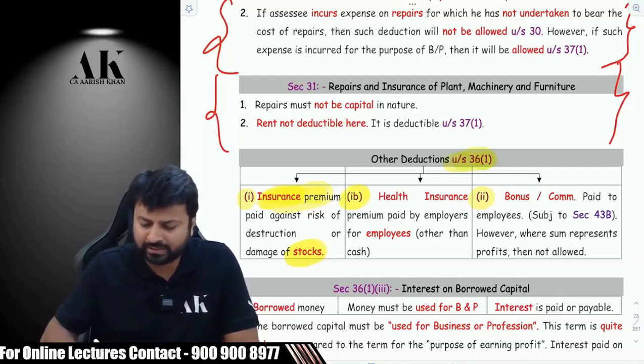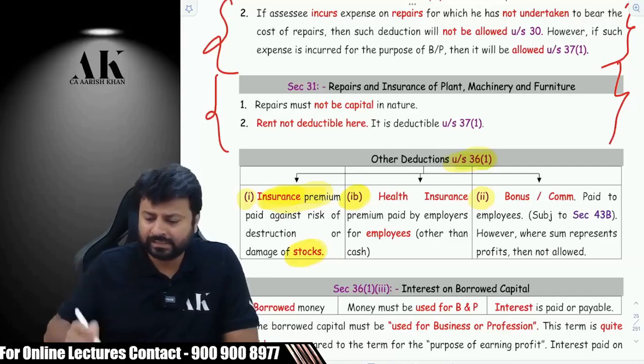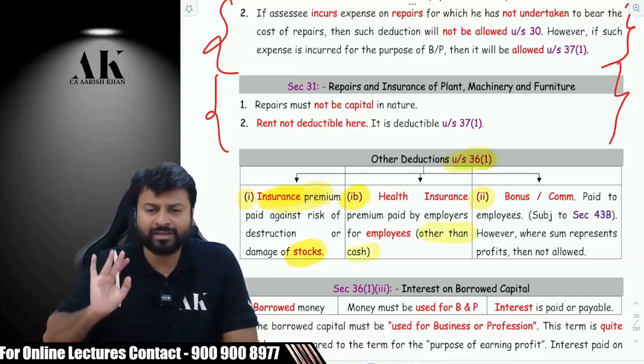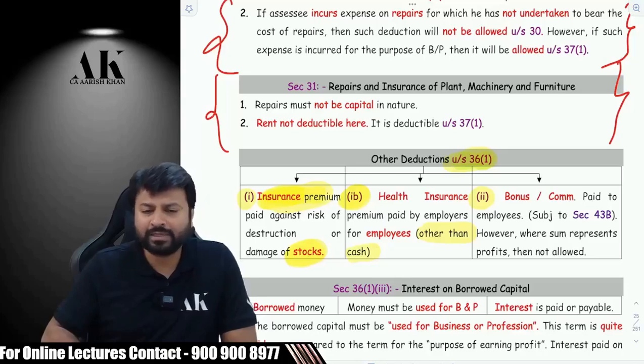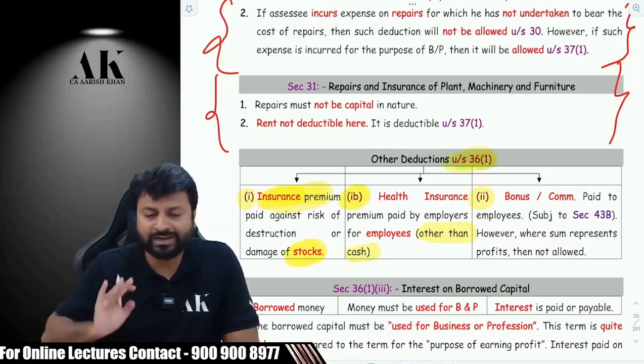Under section 36(1) clause (ib), there is only one small condition which you have to keep in your mind. You can highlight it also if you want: it has to be other than cash. It should not be in cash. If the employer makes the payment in cash, then it will not be allowed as a deduction. It has to be other than cash. Any mode would be allowed. A bearer cheque, an account payee cheque, a GPay would be allowed, UPI payment would be allowed, Paytm payment, everything would be allowed. But don't make the payment in hard cash. Okay. Hard cash payment is not allowed under this clause.